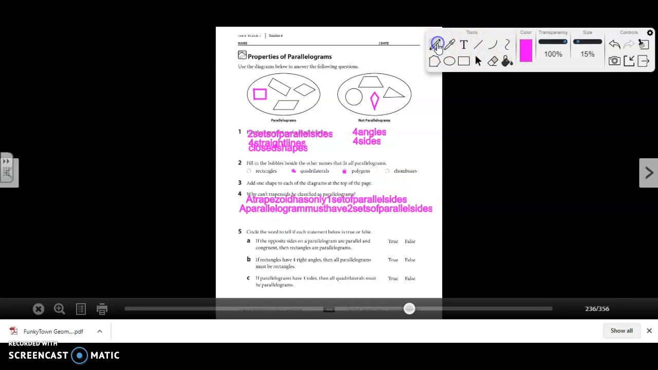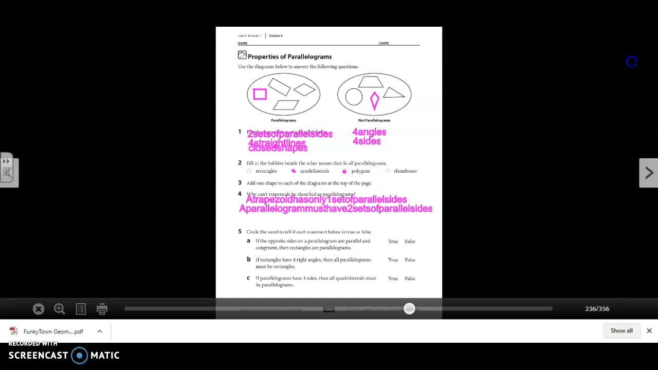And then last but not least, number 5, just circle true or false. If the opposite sides on a parallelogram are parallel and congruent, then the rectangles are parallelograms, and that answer is true. If a rectangle has four right angles, then all parallelograms must be rectangles. The answer is false. And then C, if parallelograms have four sides, then all quadrilaterals must be parallelograms. That is false. All right, save your answers for the homework quiz on Friday.